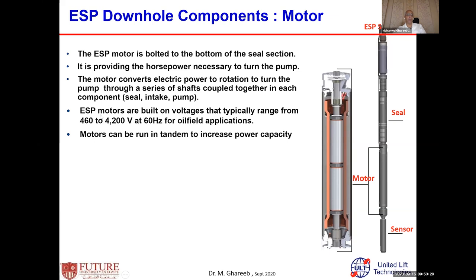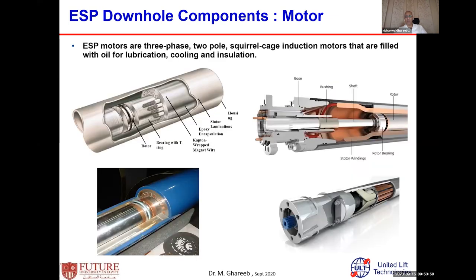Currently maybe some few motors are built for higher than that, and at 60 or 50 hertz, either can be built if there is a fixed speed. A motor can be run in tandem. What does tandem mean? I can run two motors together to increase the capacity. If I reach the maximum capacity for one motor, I can put two motors together, like tandem motors, and so on.